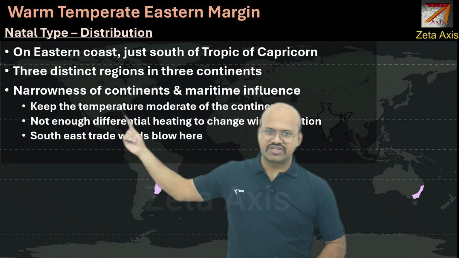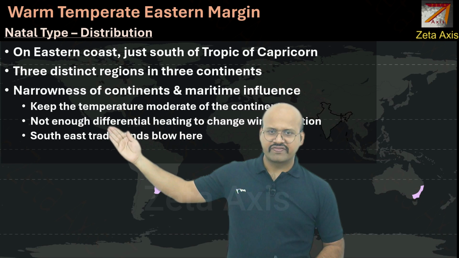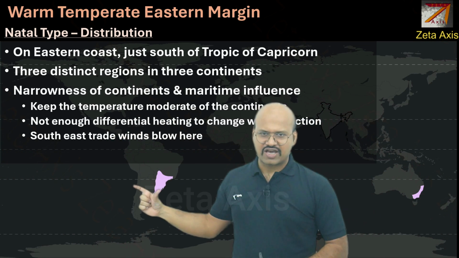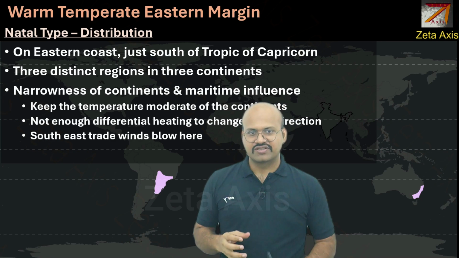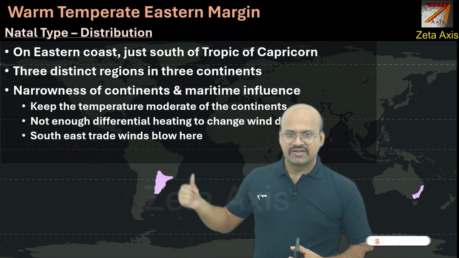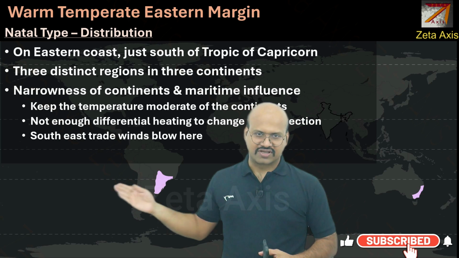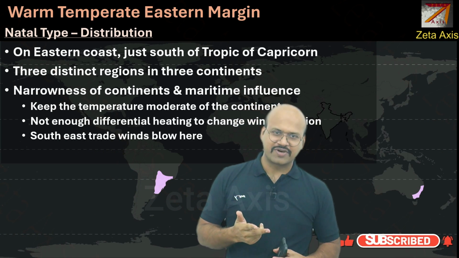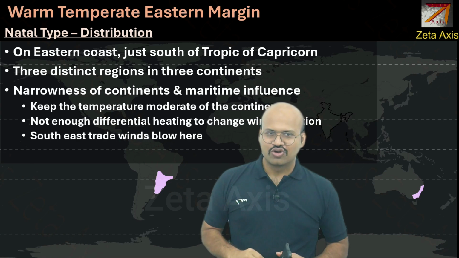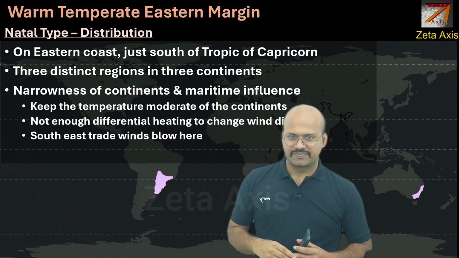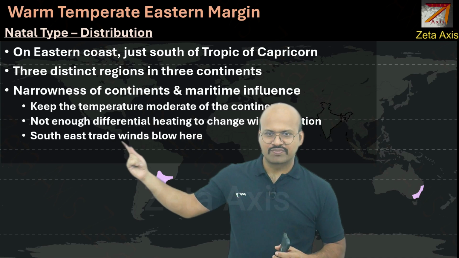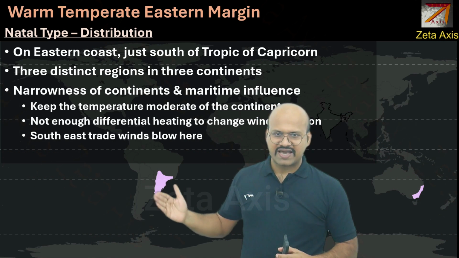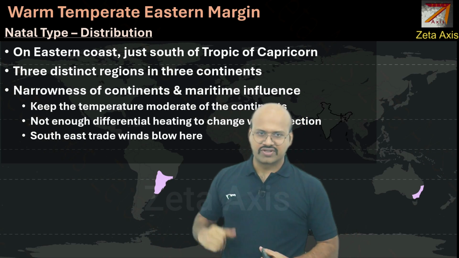It keeps the temperature moderate, with not enough differential heating to change wind direction. Because of this narrowness, the temperature is moderate due to the effect provided by the ocean surrounding them, and that is why there is no reversal of winds, because the difference in summer and winter temperature is not very high to cause a change in wind direction. Southeast trade winds blow over here. The southeast trade winds, which blow from the southeastern direction, will flow throughout the year.